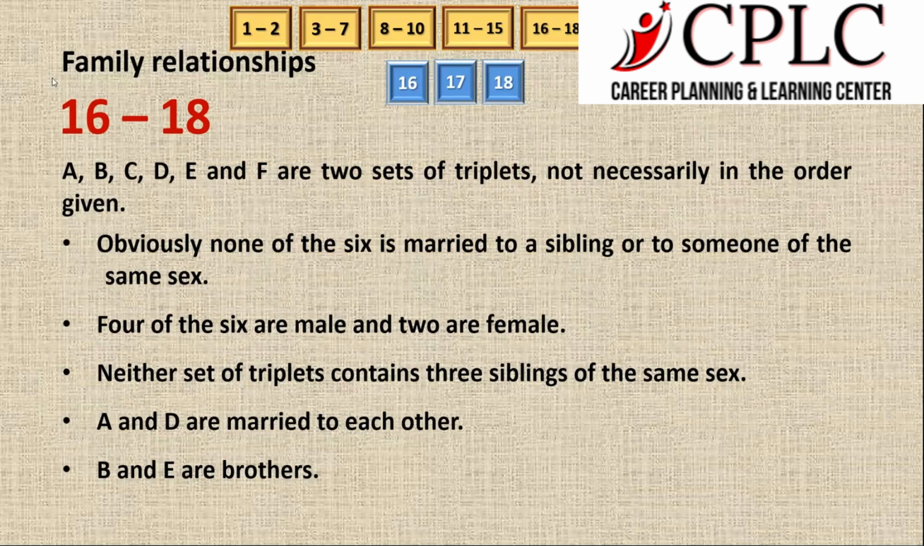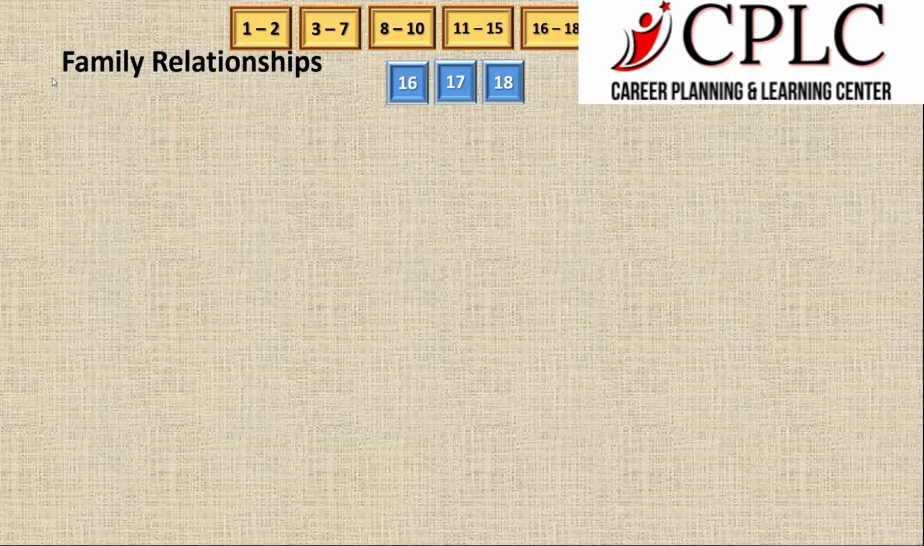Also, the two sets of triplets, according to the given conditions, could be two males and one female in each set of triplets. Also, A and D are married, which means they cannot come in a common triplet. B and E are brothers. Hence, B and E will come in a common triplet. Also, B and E both are male members.